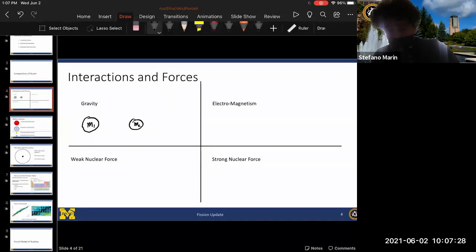And of course, what we know from intuition is that particles or any objects that carry this gravitational charge are going to be attracted to one another.